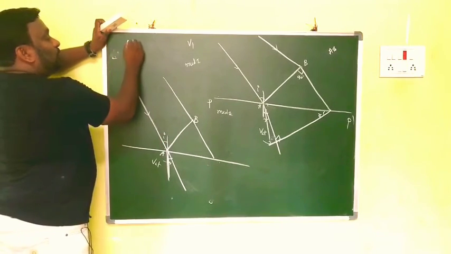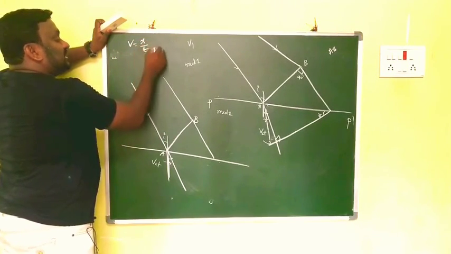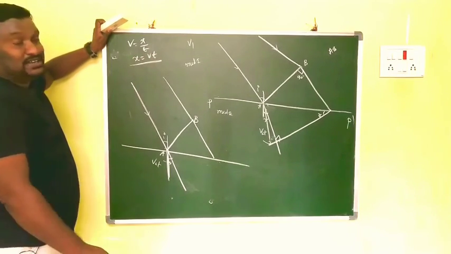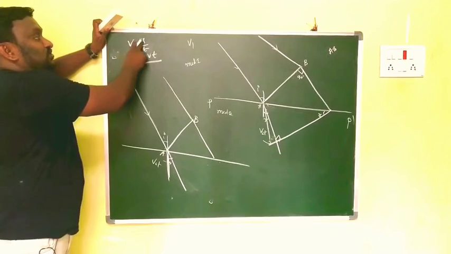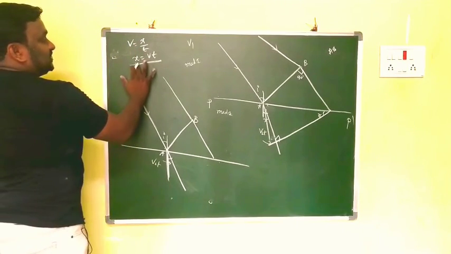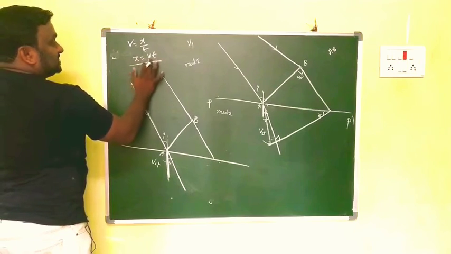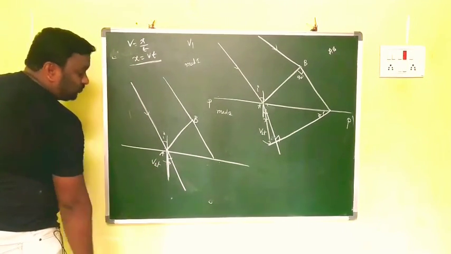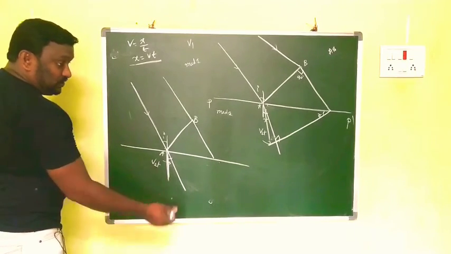What we know: velocity is equal to displacement by time. Then x is equal to what? V into t. V is equal to x by t, so x is equal to v into t. Clear, children? X is equal to v into t means the distance travelled. Here now, the distance travelled is how much? V2 into t.